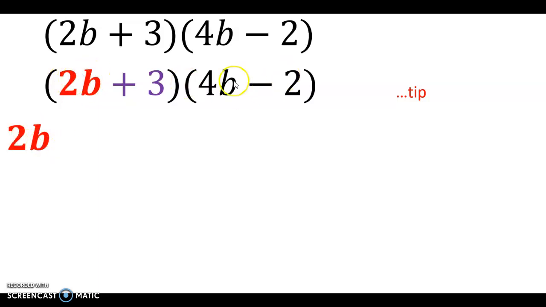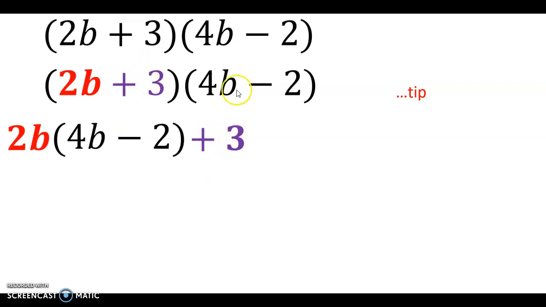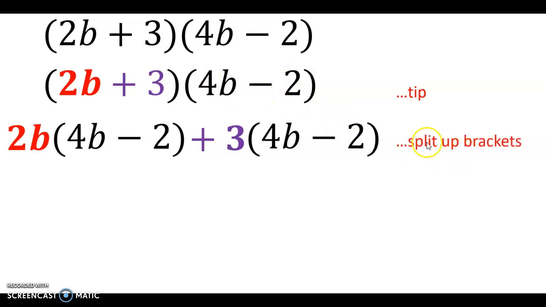is red 2b multiplied by all of the second bracket. And then you say the second part of the first bracket, which is purple plus 3, multiplied by all of the second bracket. And that is splitting up the brackets. So we've got everything kind of set up there. And now what we're going to do is start multiplying out this stuff and removing the brackets.